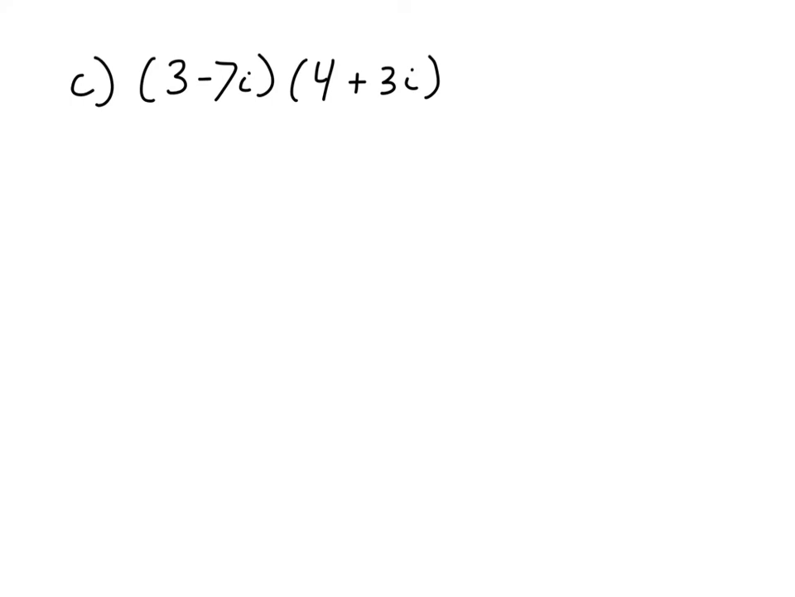In this example, I'm doing multiplication. The way I'm going to start is by FOILing. That's the way you would multiply something that looks like this times something that looks like that. So let's FOIL. The first is 3 times 4, which is 12. The inner is -7i times 4, which would be -28i. The outer would be 3 times 3i, which would be 9i. And the last would be -21i squared, right? That's -7i times 3i.